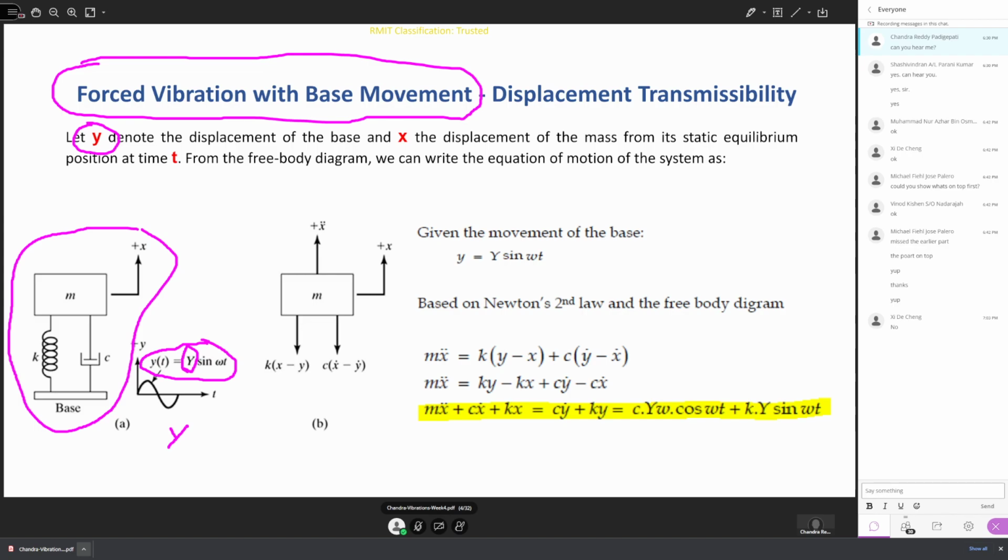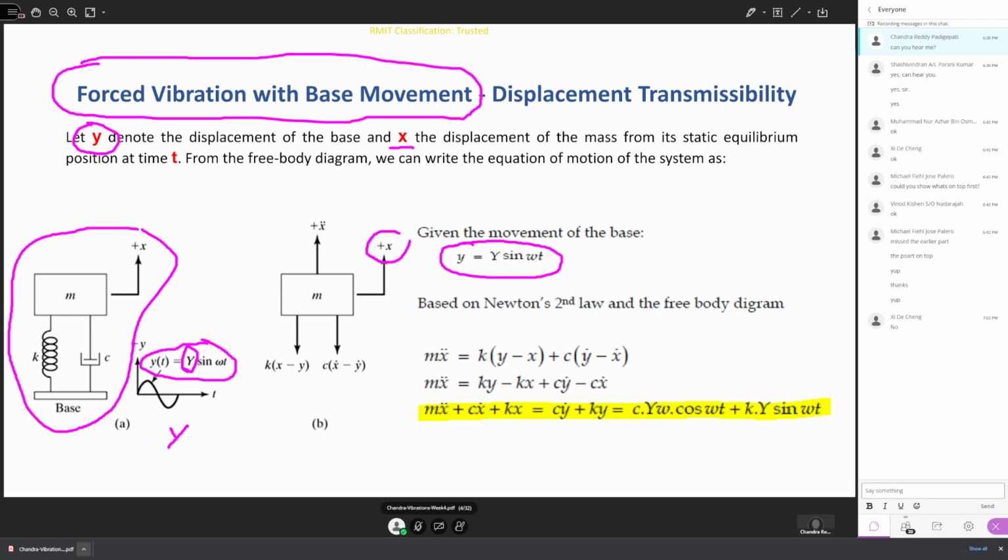So x is the displacement of the mass, and y is the displacement of the base. The displacement of the base we are writing as a harmonic function, where capital Y indicates the magnitude or the maximum displacement of the base, and this displacement varies with respect to time. So at any time t, the displacement y is given as capital Y sine omega t.